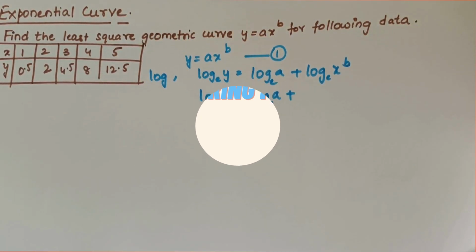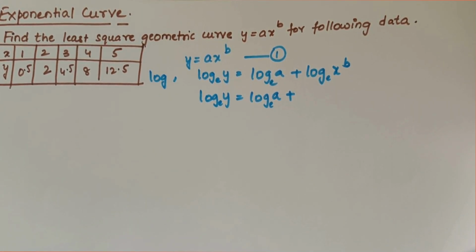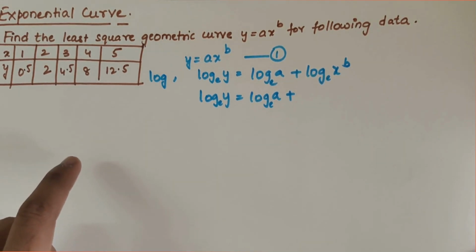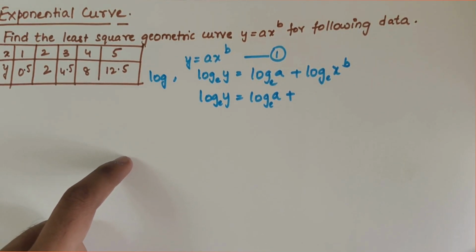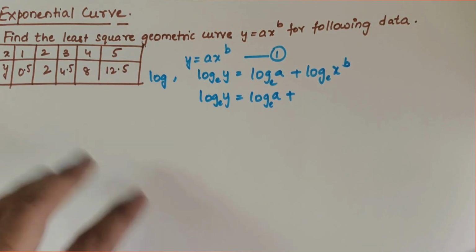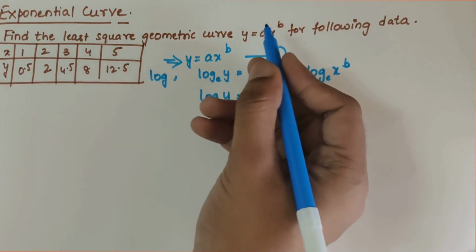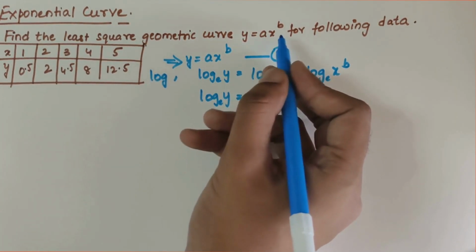In this video, we'll be finding the curve of best fit for an exponential equation given. So the question is to find the least square geometric curve y is equal to ax power b for the following data. The data is given here. So our first step would be writing the equation given. So y is equal to ax power b.